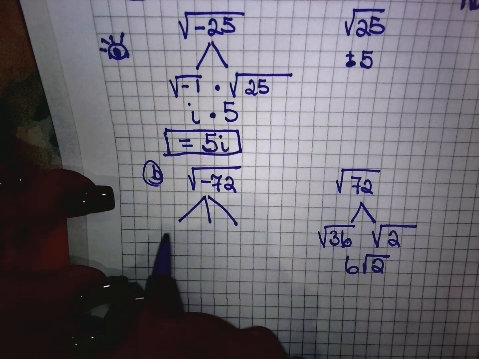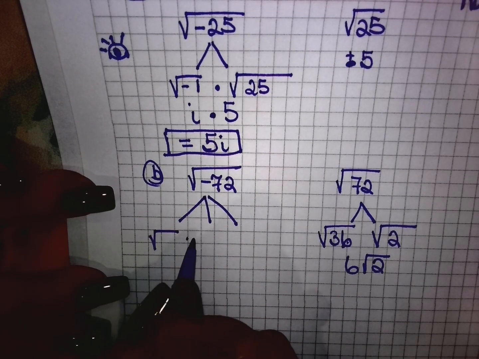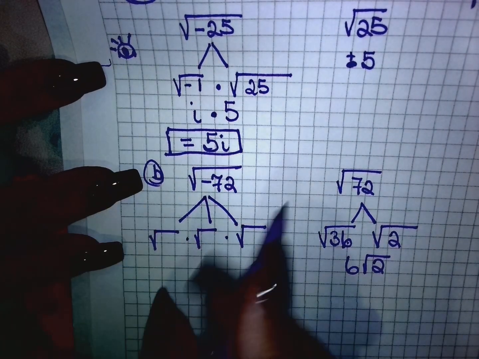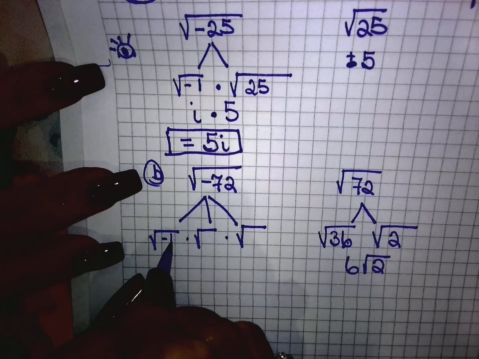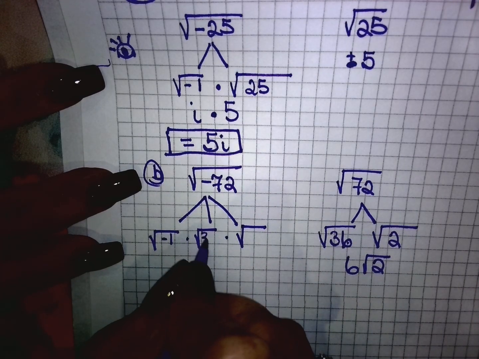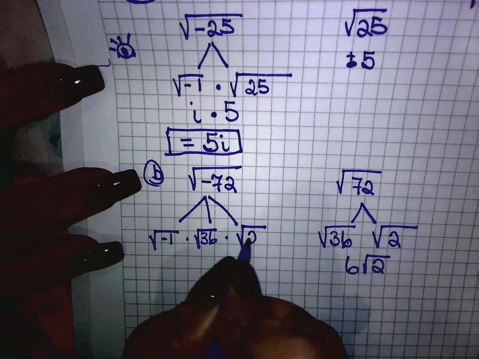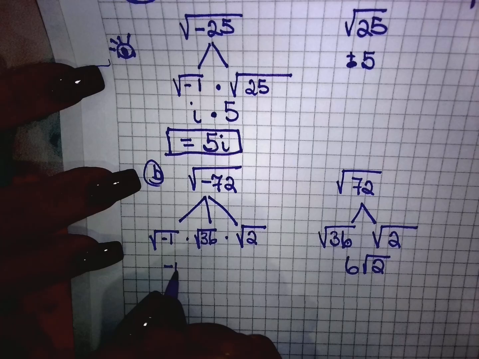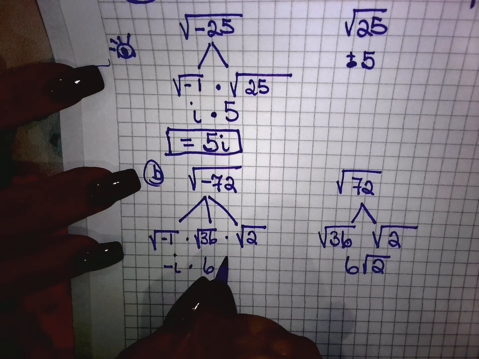In this one, we have to break it up into 3 products, because the first thing is, you guessed it, take the i out. So we're going to pull out the negative 1, and then we're left with a positive 72. So that's going to be 36 times 2. The square root of negative 1, that is i. Square root of 36, that is 6.